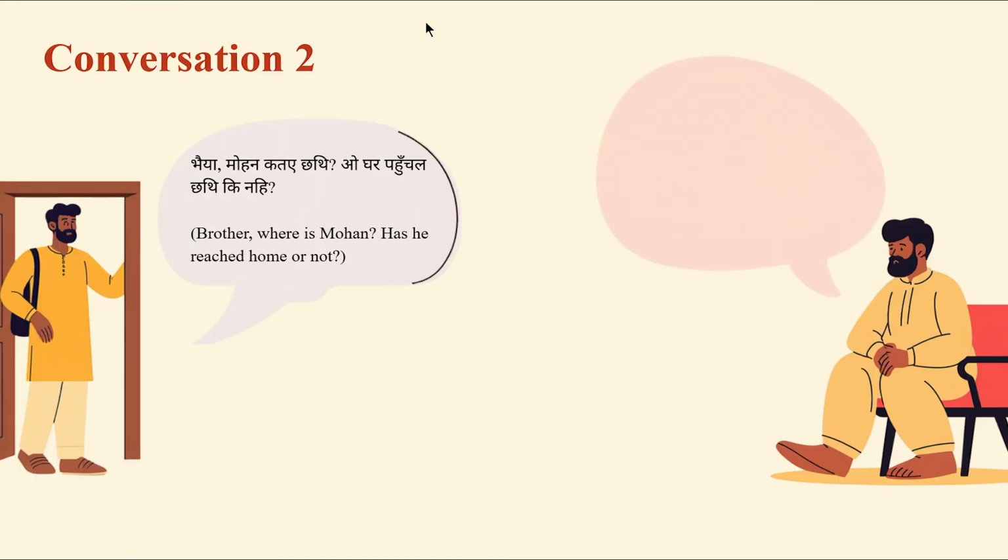Now let's move on to conversation 2. Brother, where is Mohan? Has he reached home or not? So we can tell that Mohan is someone who is honored by the brother. Yes, he has come. Again, here he is referring to Mohan, who is honorific. Therefore, the auxiliary marks that.